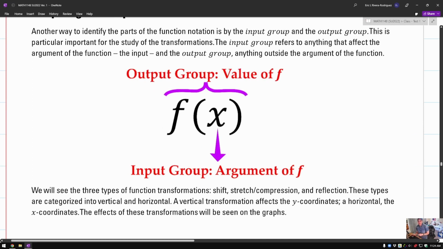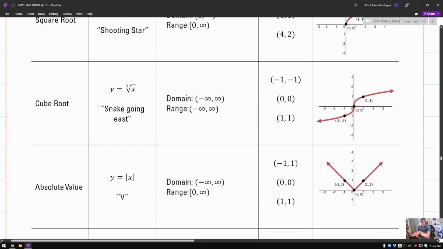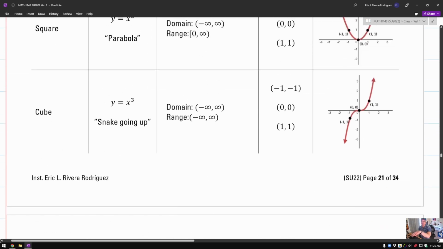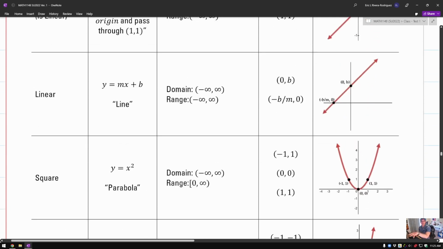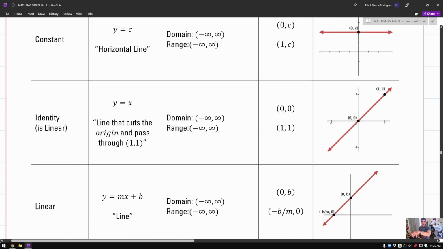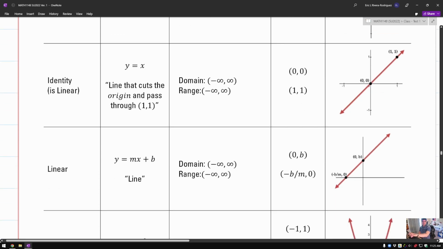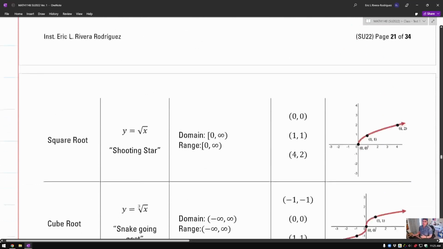The first thing that we need to define when we're talking about transformations, okay? What are going to be those transformations? So we have here the parent functions, right? So we are going to create new functions based on these functions. And what we are going to do is just transform the parent function into those new functions. That is the whole point of graphing techniques, transformations. We are going to take the library of parent functions, and from there we are going to create new functions, new graphs of functions.